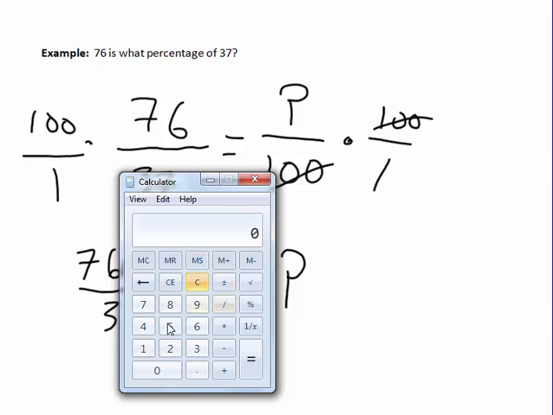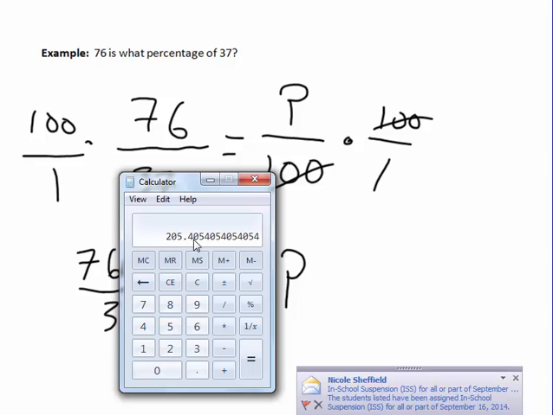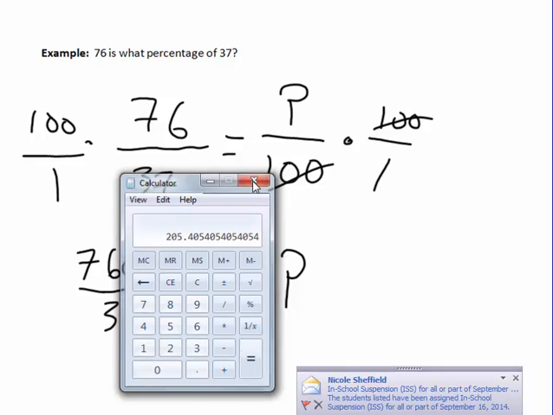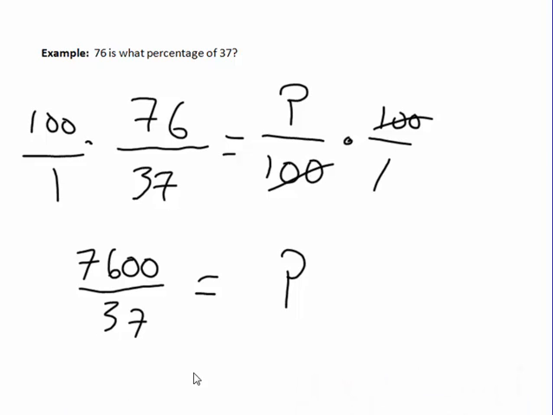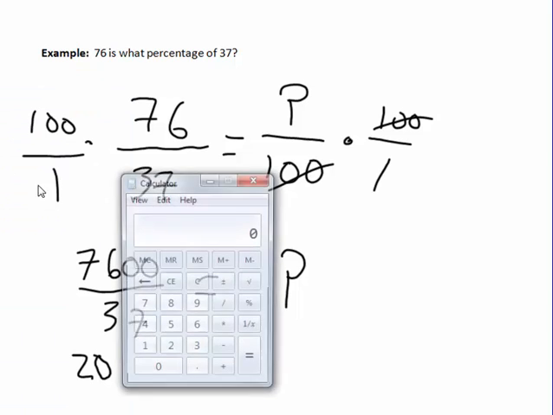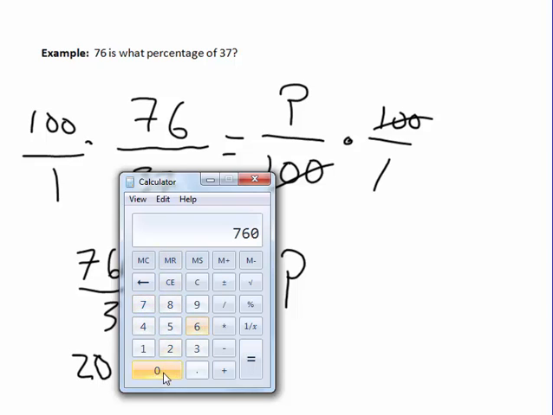So get our calculator out here. We're going to do 7,600 divided by 37. It gives me 205.405. 7,600 divided by 37 is 205.405.